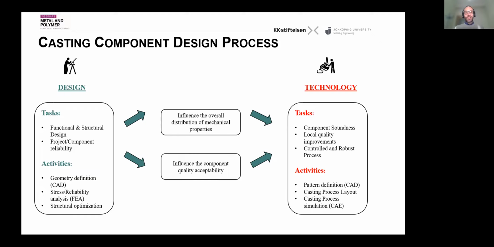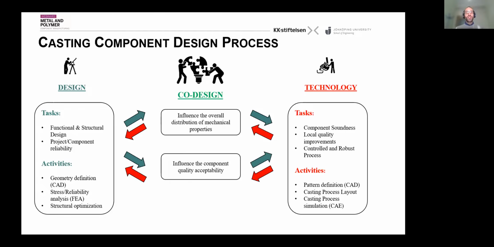Usually what happens is that the designer transfers the information to the foundry. So it gives information about the distribution of the mechanical properties according to the stress analysis, and also the influence on the component quality acceptability, meaning that it should be defined where the component is acceptable, which kind of defects are acceptable or not.